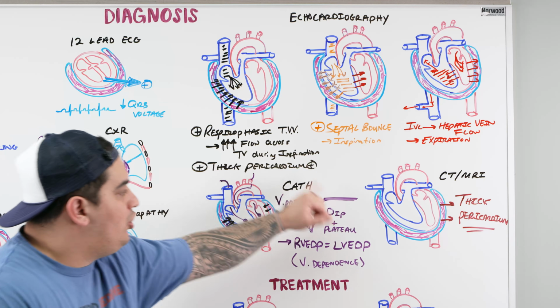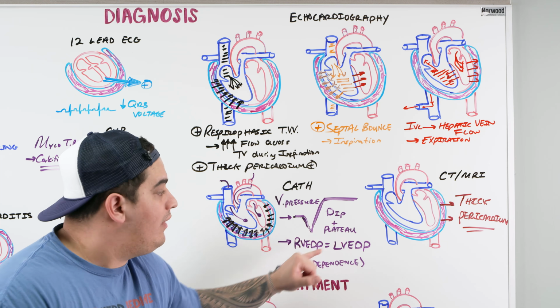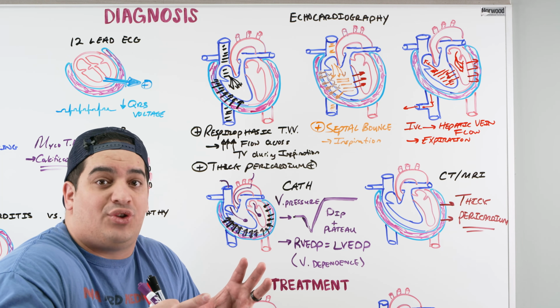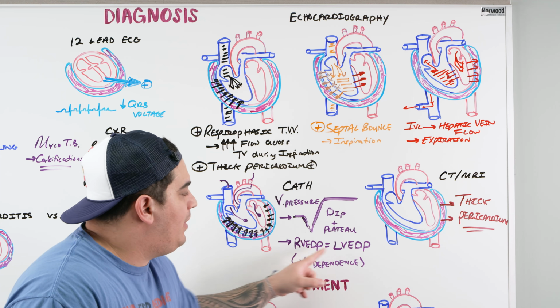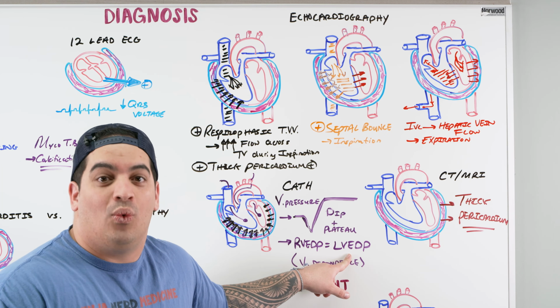On the cath, you'll get a dip and plateau, or a square root sign, on the ventricular pressure curve. And if you took the pressures, because the constrictive pericarditis is causing ventricular dependence, the right ventricular end diastolic pressure and left ventricular end diastolic pressure will be equal.